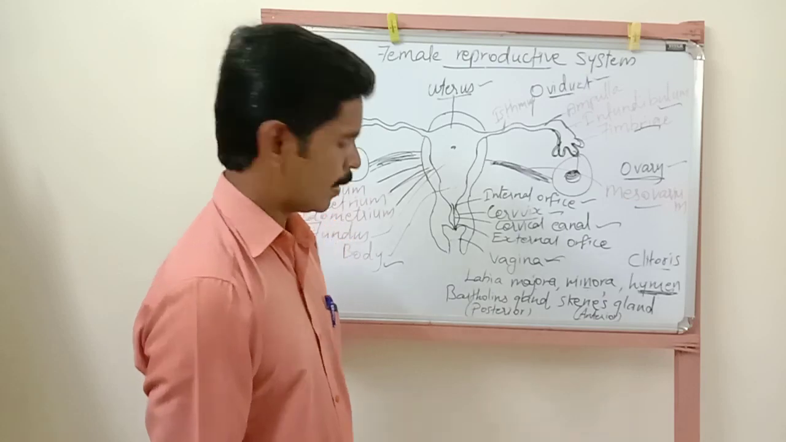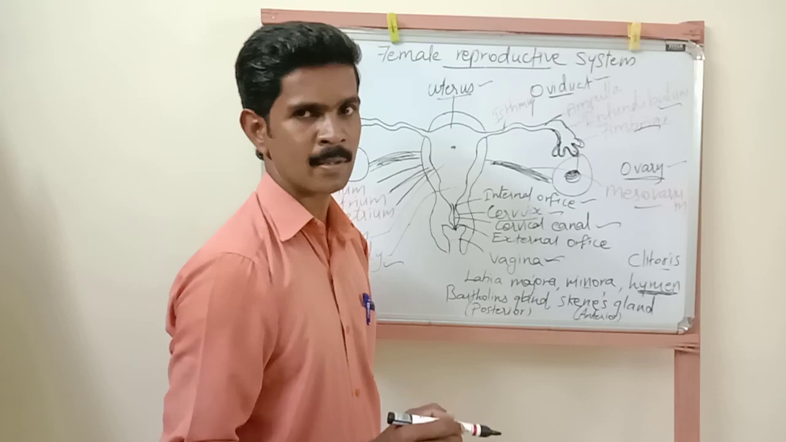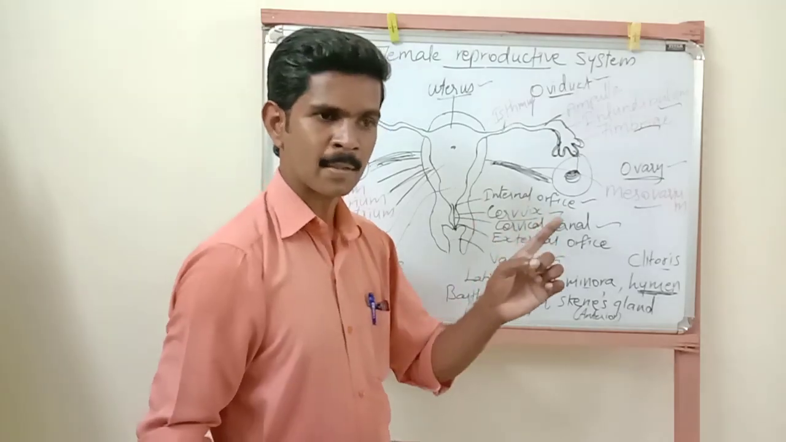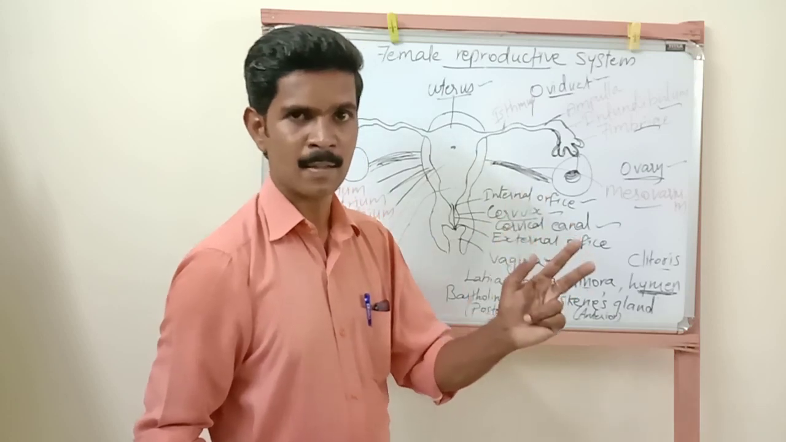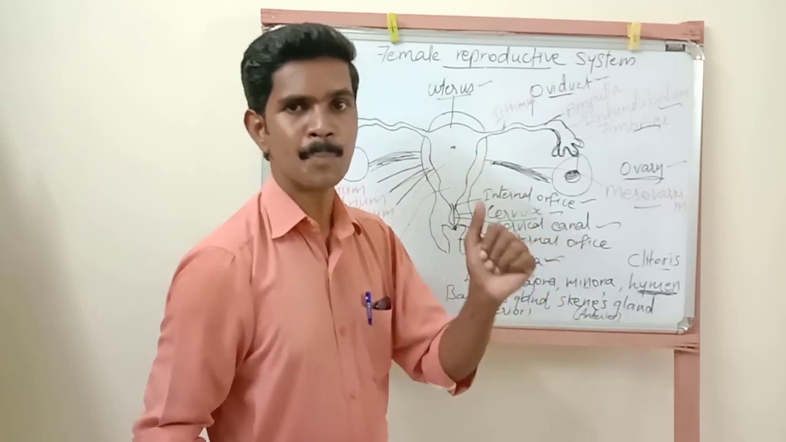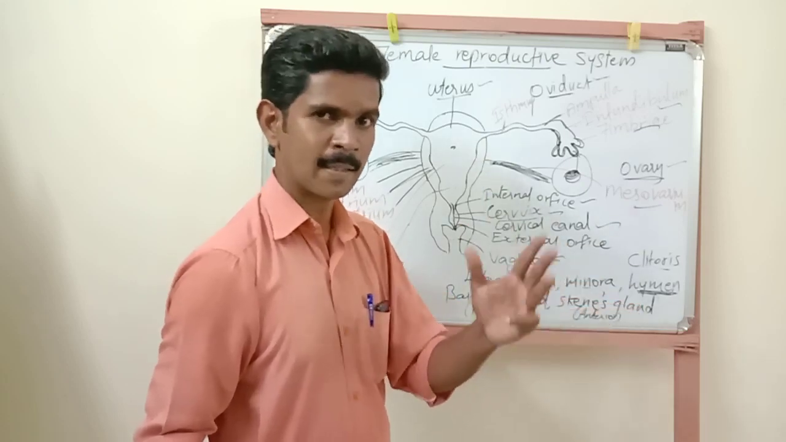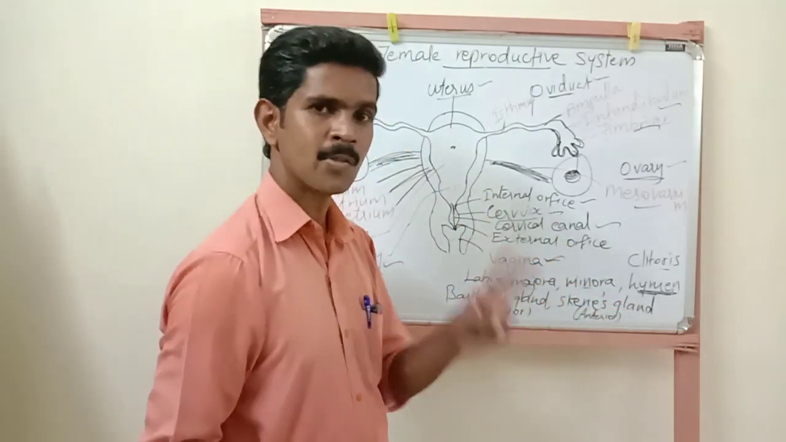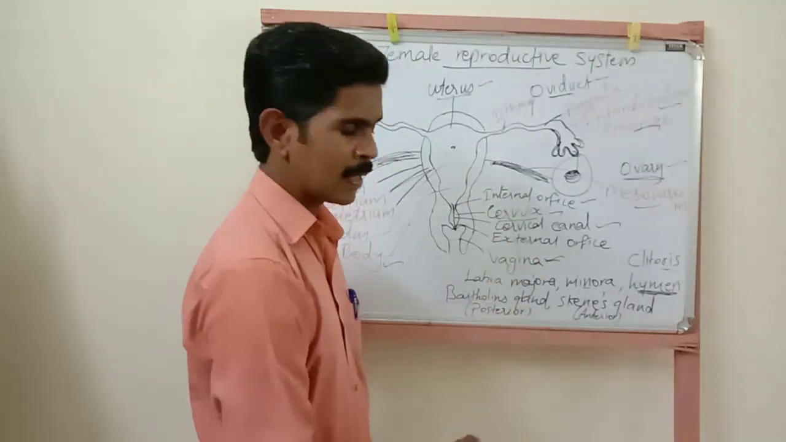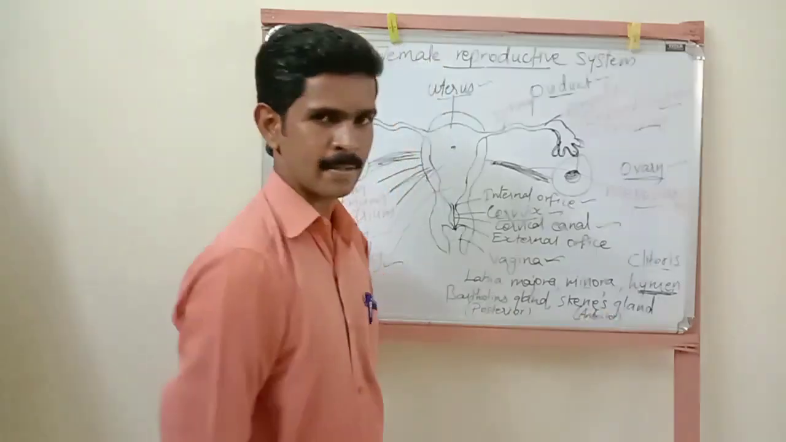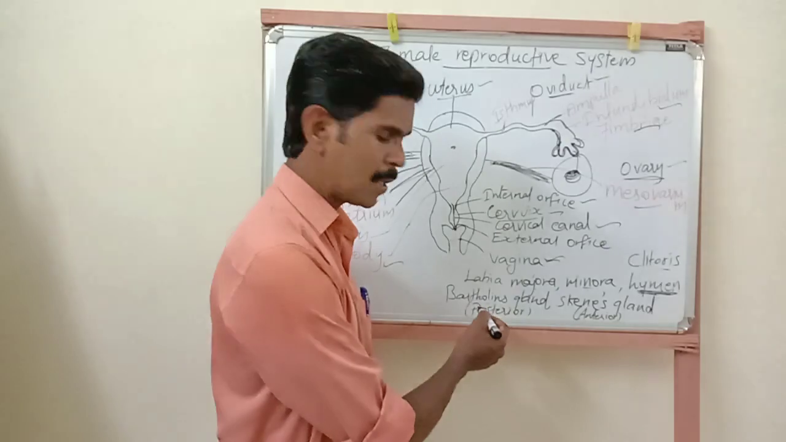Understand, my dear students? Then next, two glands are also present in the female reproductive system. In the male reproductive system, we studied three glands: the seminal vesicle, the bulbourethral gland, and the prostate gland. Like that, in the female reproductive system also two glands are there. The first gland is called Bartholin's gland, and the second gland is called Skene's gland. Listen very carefully.